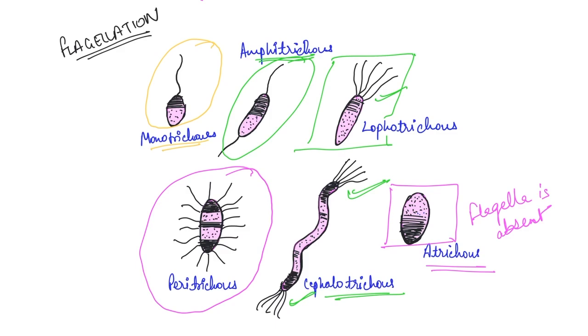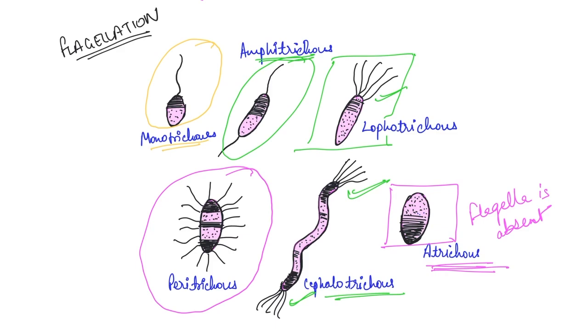So a bacteria can either be a non-flagellate, that is atrichous, or it can be a different form of flagellate. Now it can be monotrichous, amphitrichous, lophotrichous, cephalotrichous, or peritrichous. So with this we end the basic features that a bacteria has: the properties, the shapes, and the flagellation that we have covered here.